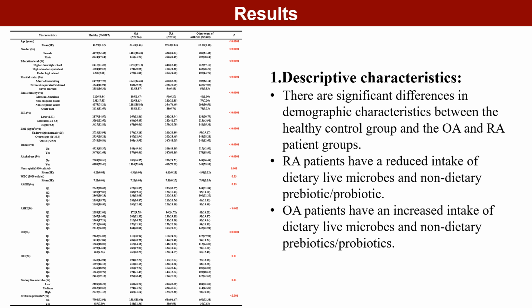The results of this study are as follows. Firstly, there are significant differences in demographic characteristics between the healthy control group and the OA and RA patient groups. Meanwhile, RA patients have a reduced intake of dietary live microbes and non-dietary prebiotic/probiotic, while OA patients have an increased intake of dietary live microbes and non-dietary prebiotic/probiotic.